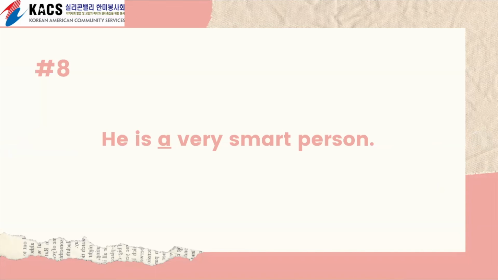We use A in this case because the word right after it is very, and very begins with the letter V. Remember, we use A when the words right after it begin in a consonant, which is true for this case. So this is why it would be, he is a very smart person.